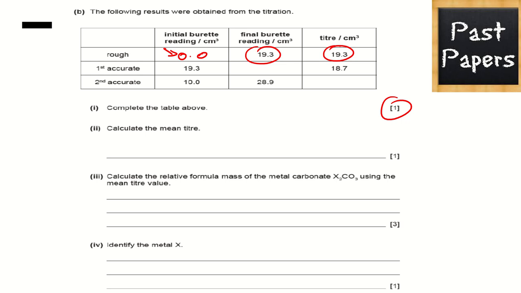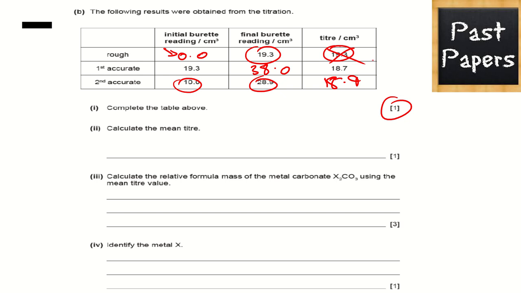In this one here we have 19.3 is where we started, and we ended up with a total volume delivered of 18.7. So therefore we have exactly, if my calculator is right, 38. Again, they'll be looking for you to write 38 instead of 38.0. And finally here, we started at 10, we ended up at 28.9, so that's 18.9 cc's. I've asked us for our mean. Again, we never use the rough in the mean.